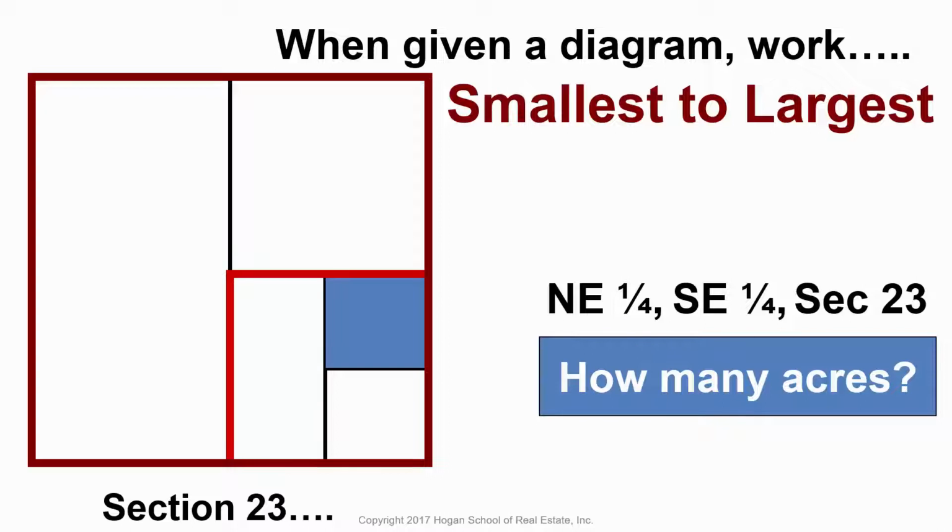Well, let's do it. Starting at section 23, we have 640 acres here. 1/4 of that is how many? It's 160, and 1/4 of that 160 is 40 acres. So we have 40 acres in this parcel.